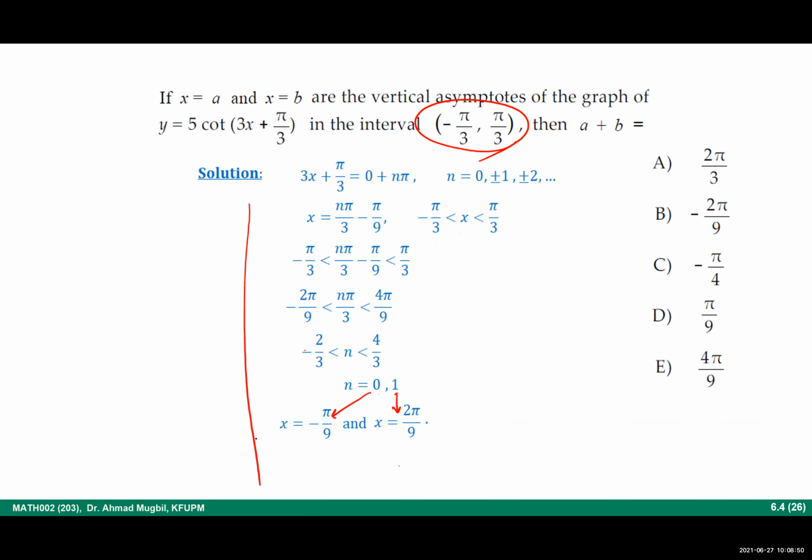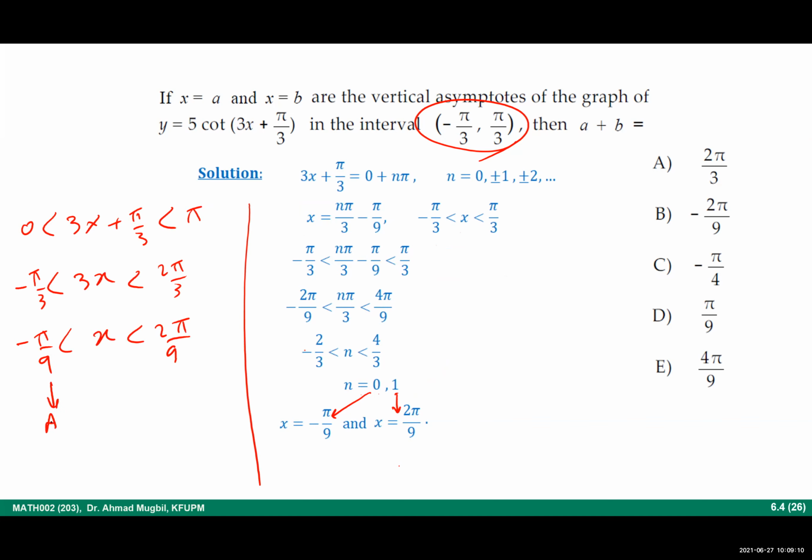So for those who use method number 1, they put this between pi and 0. Then they solve it. So you'll have pi minus pi over 3, which is 2 pi over 3, greater than negative pi over 3, divide by x, negative pi over 9. So here, these are the first vertical asymptotes. Now, how to guarantee that there are no others? You will go to the x-axis. This is negative pi over 2. This is 2 pi over 9.